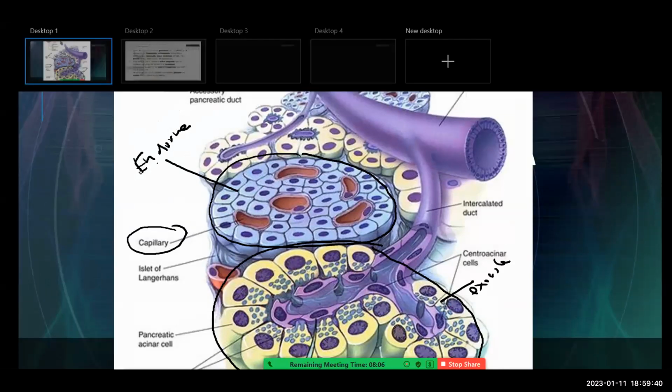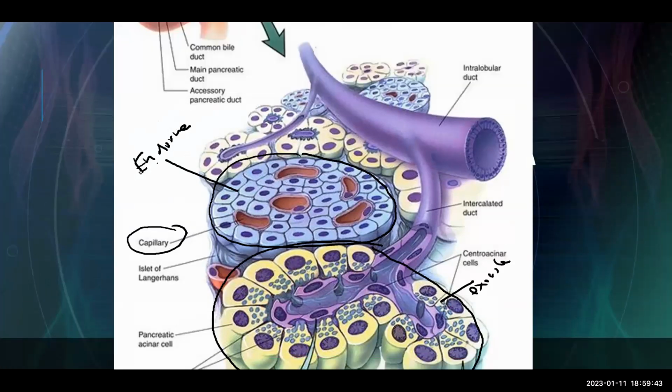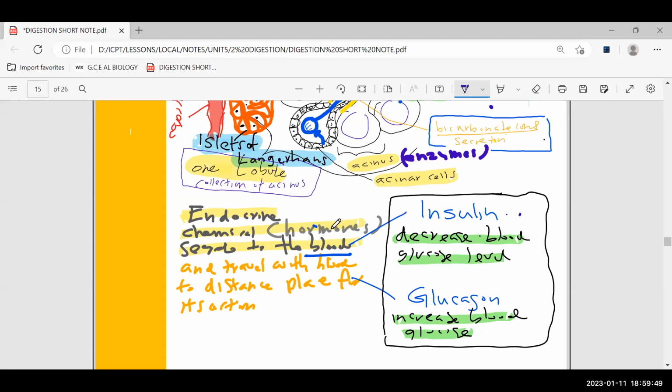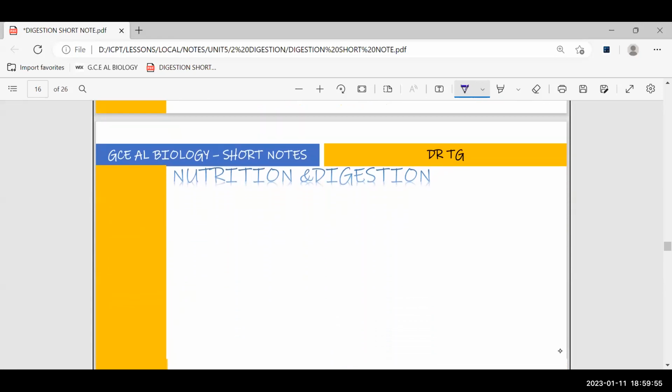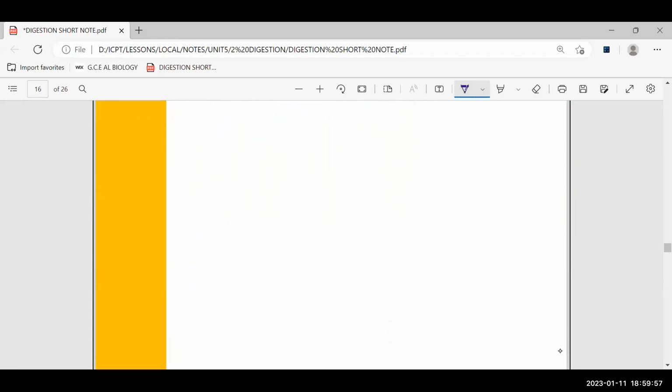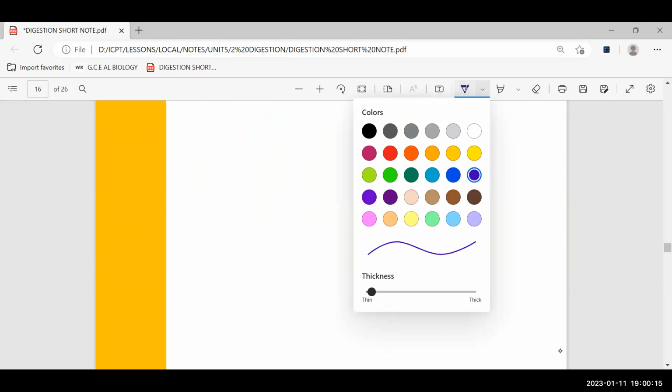Okay, I hope this is clear now. Just to finish the pancreas, we will look a little bit at the role of insulin and glucagon because it is important even in the future lessons. It is important how they regulate the glucose level. Right, let's see like this.